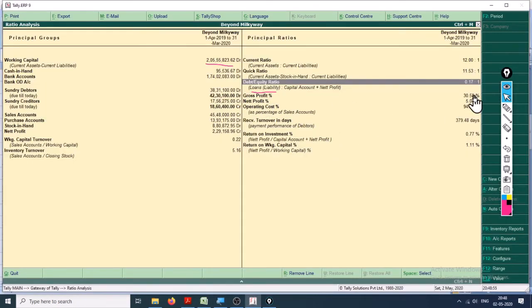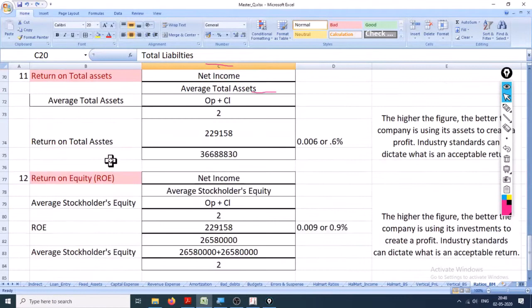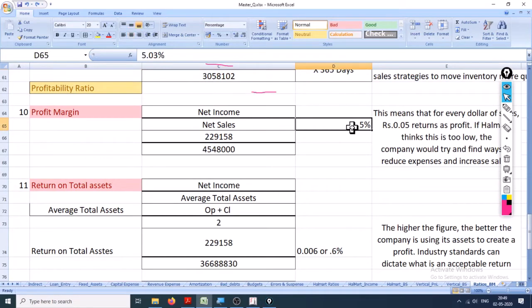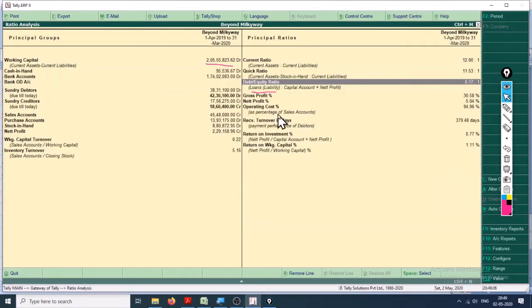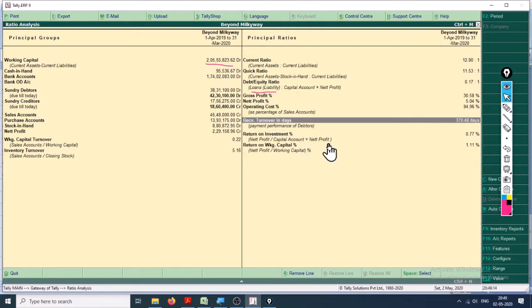Gross profit percentage is 30%. Net profit is 5.04. This is our net profit percentage, 5.04 right here. Okay, and there are some other ratios, like operating cost. 94% is our operating cost, hence too high. This here you can see is receivable turnover in days. That is how much time, that is the debtor's performance.